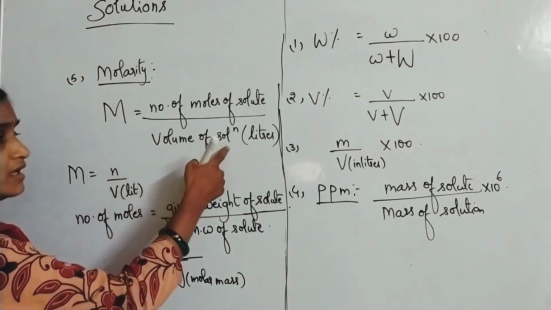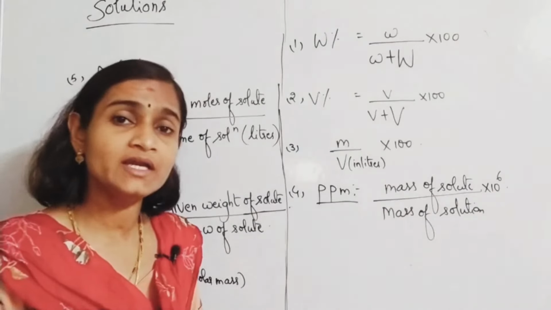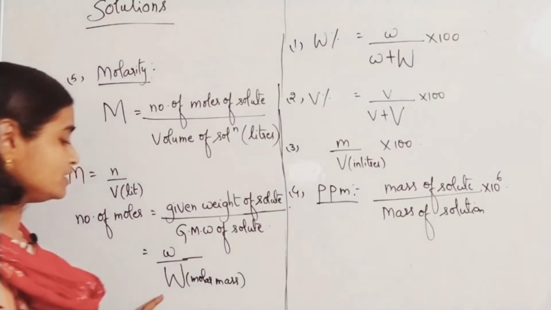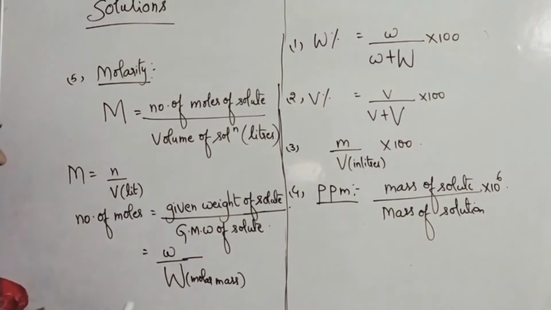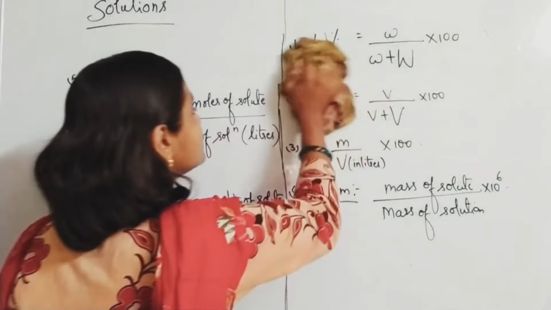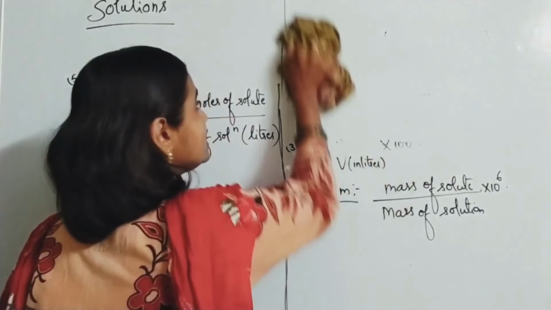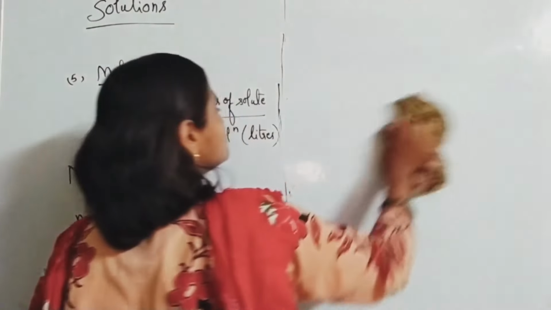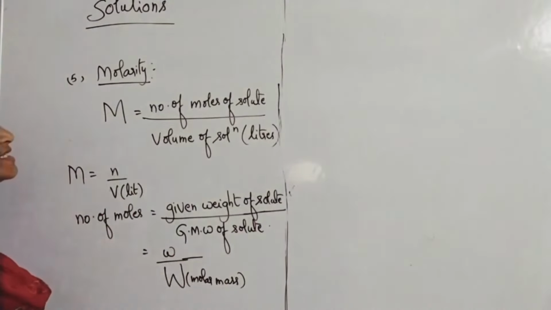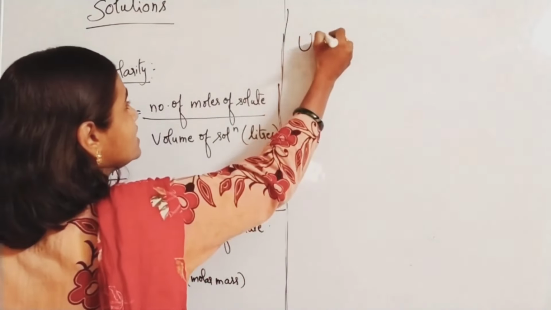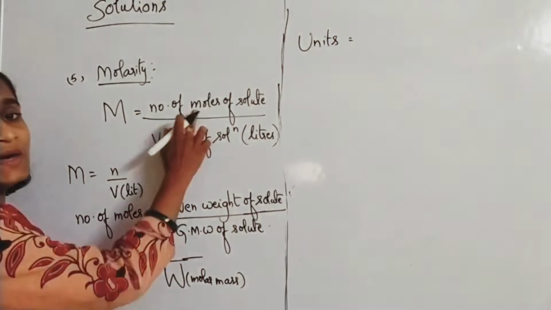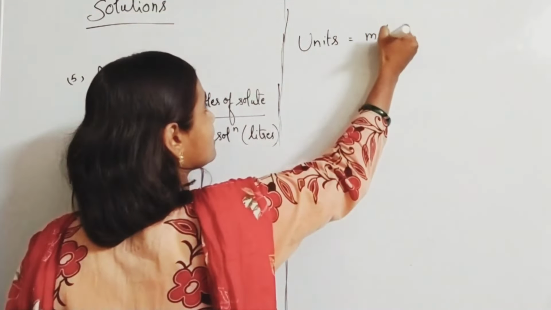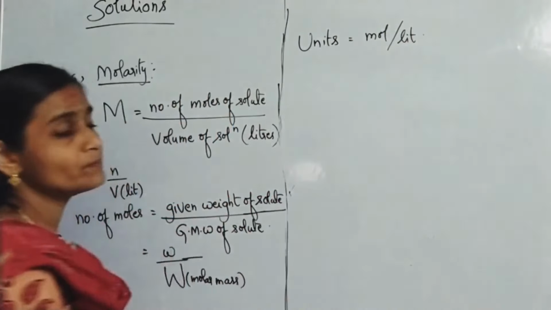If solution is taken in milliliters, you have to convert it into liters by dividing the given value with 1000. Okay, so like that you have to use this formula. Molar mass, capital W means here molar mass. Number of moles by volume of solution in liters, that is the formula for what? Molarity. And what are the units to measure this molarity? Moles per liter. Number of moles by volume in liters, so units are moles per liter.